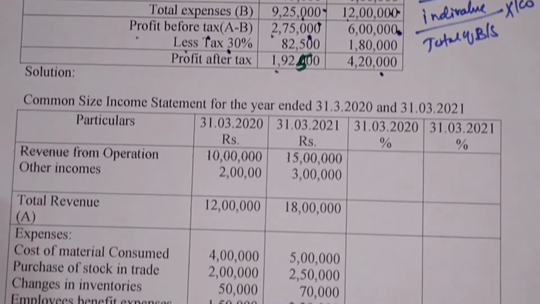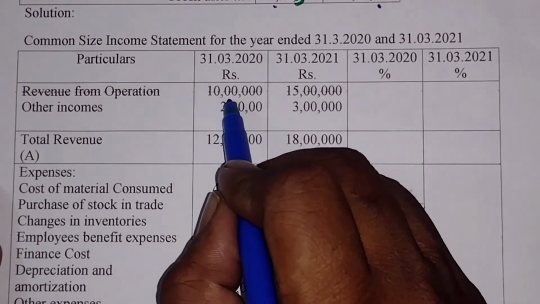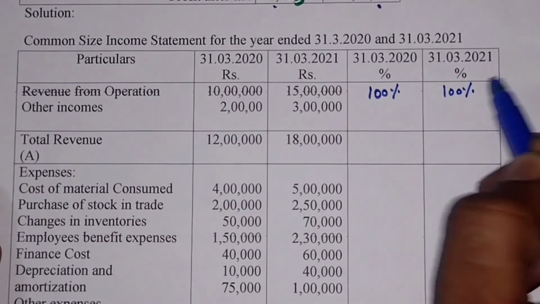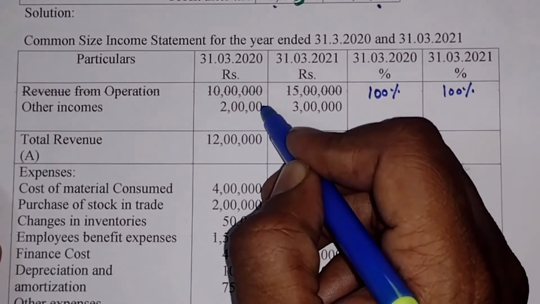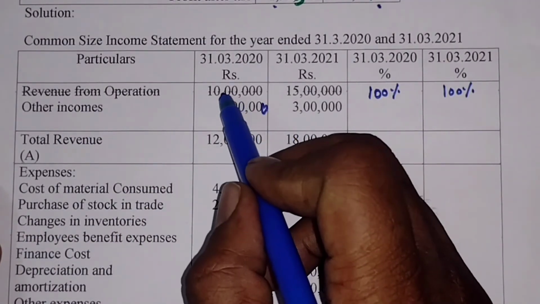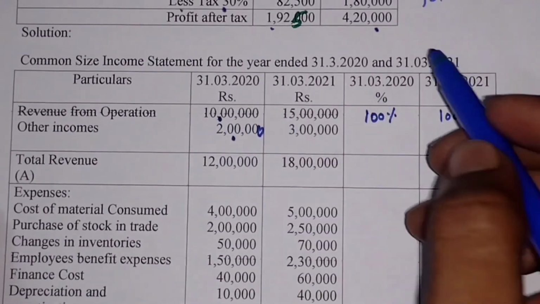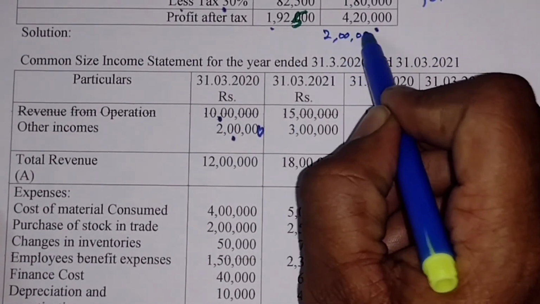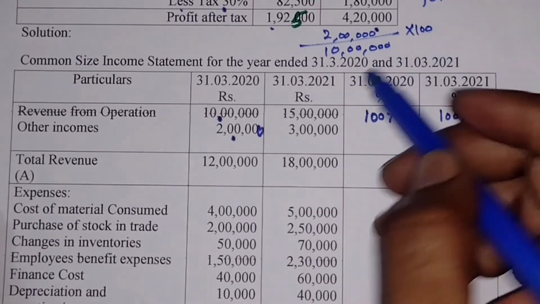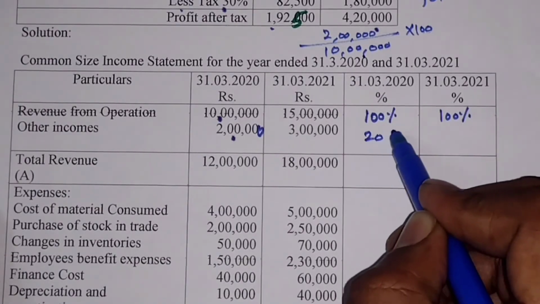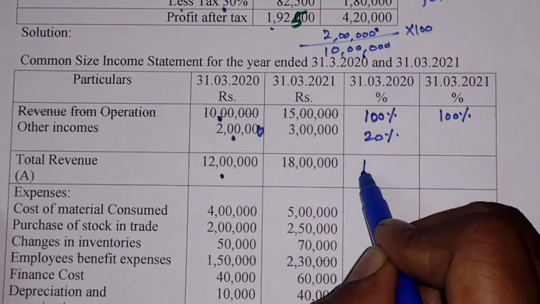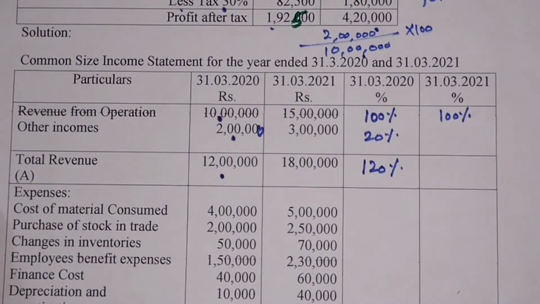Now let us work out this problem. In the income statement, revenue from operation, that is sales, is always 100%. Now the second case, other incomes: what do I have to do? 2 lakhs divided by 10 lakhs into 100. On 10 lakhs, 2 lakhs is 20%. So the next one is 1,20,000 divided by 10 lakhs. The answer will be 120%.